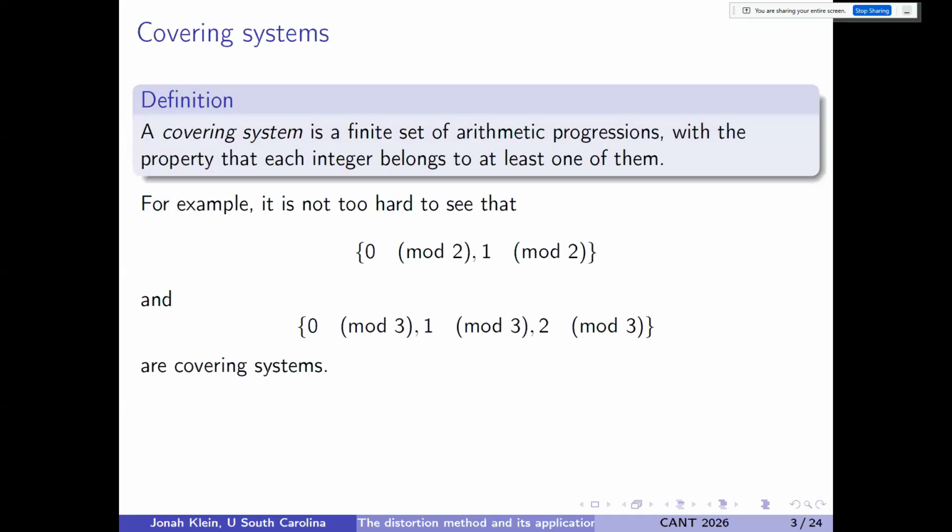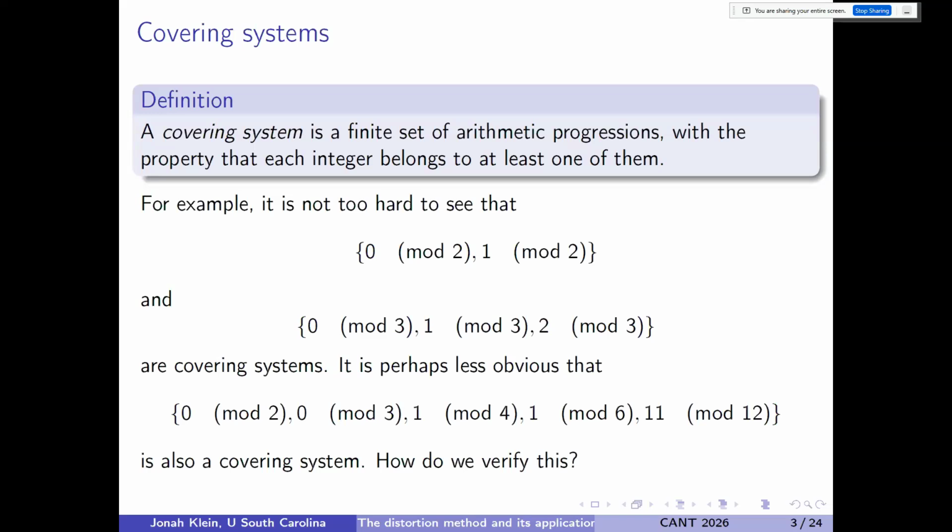A covering system is a finite set of arithmetic progressions with the property that every integer belongs to at least one of them. So some fairly easy examples that one learns about in elementary school, I guess. 0 mod 2, 1 mod 2, every integer is either even or odd. Every integer is either threeven, throd, or throdder. It's perhaps less obvious that any integer is either 0 mod 2, 0 mod 3, 1 mod 4, 1 mod 6, or 11 mod 12.